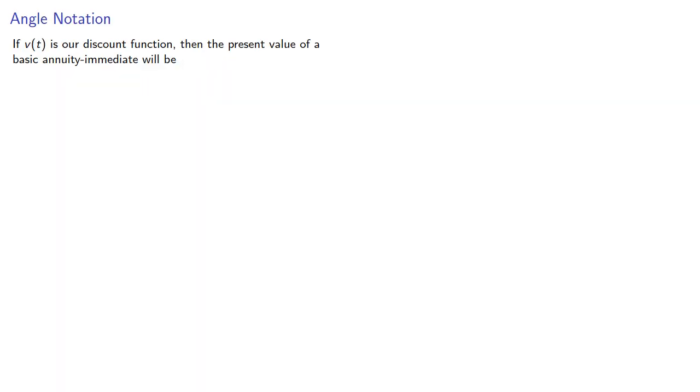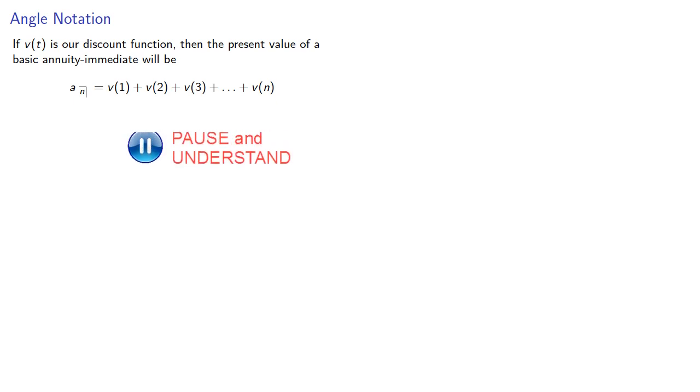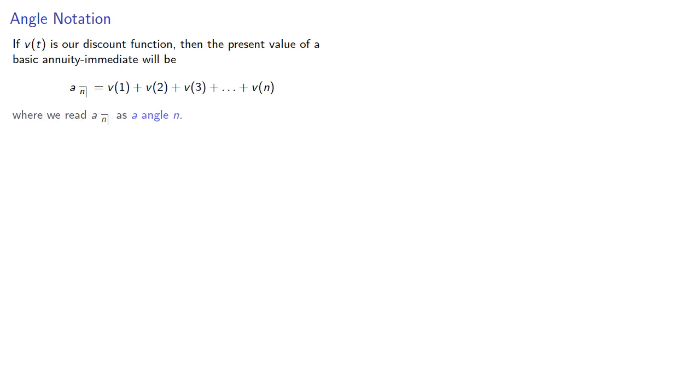Let's introduce some notation for writing about annuities. If v of t is our discount function, then the present value of a basic annuity immediate will be v of 1 plus v of 2 plus v of 3 and so on up to v of n. That's the present value of each dollar as it's paid out at times 1 through n. And the notation we use looks like this, where we read this as a angle n.